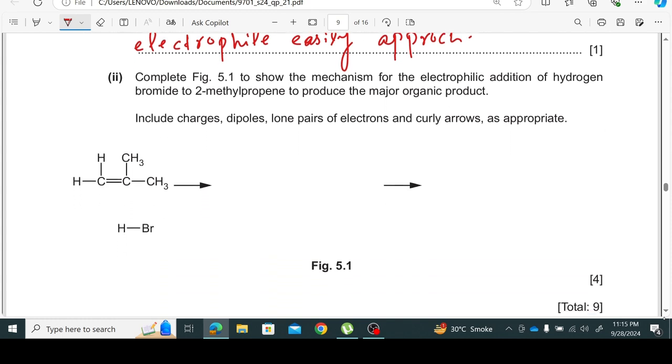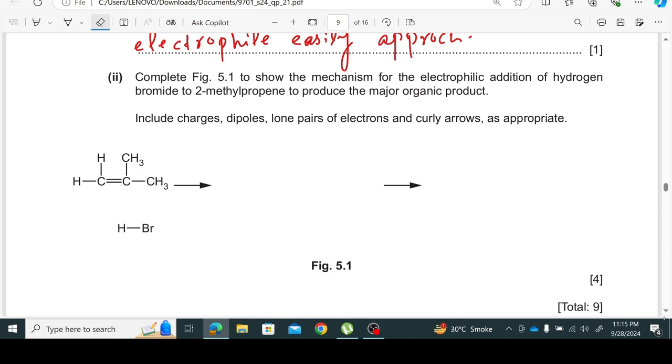Show the mechanism for the electrophilic addition of hydrogen bromide to methyl propene. Okay, major organic product. Okay, so you know because of this, it is a pi bond and it is a sigma bond. You know, pi bond is a weak bond. Okay, and this pi bond will attack over this.